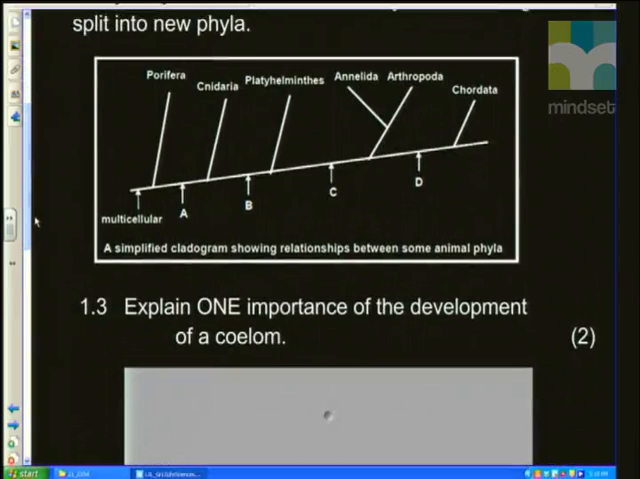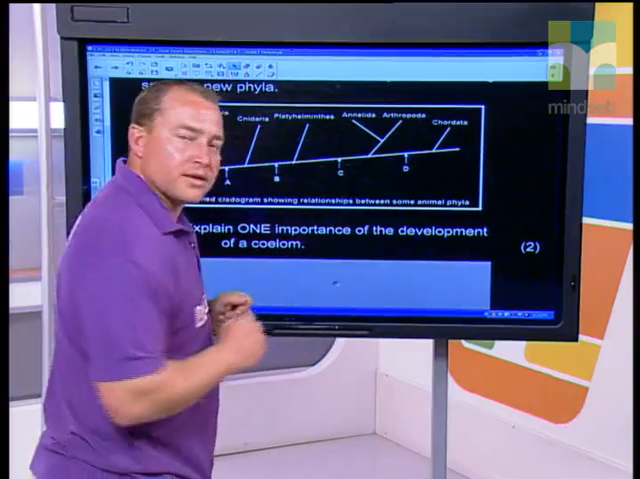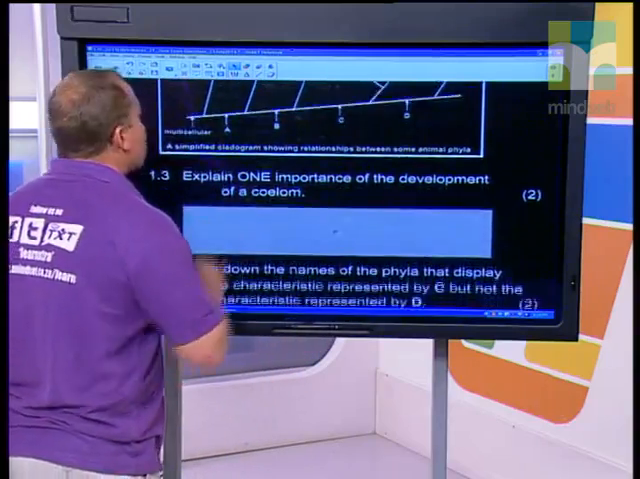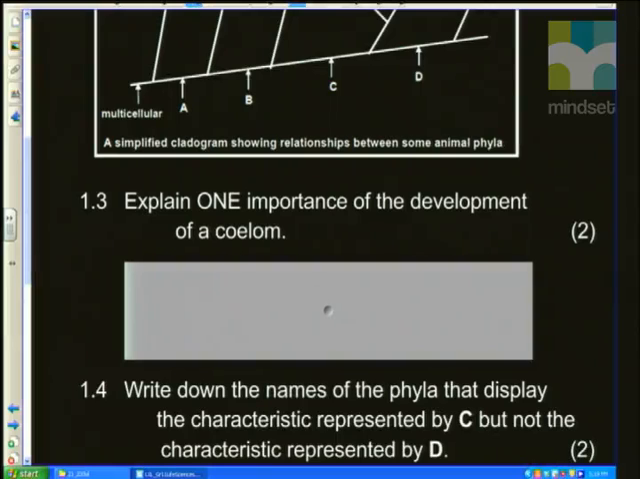Okay, now we're going to get to a little bit more difficult things. Right, so let's see. Explain, here we go. Explain one importance of the development of a coelom. So why did we adapt to a coelom? Why did we come from an acoelomate to a pseudocoelomate, to a coelomate? Why did we do that? That's a very big question. What is so important about a coelom? Okay? Very simple.